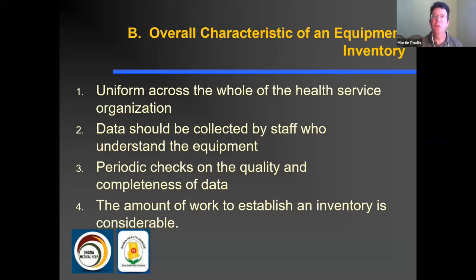So what are some of the overall characteristics of an equipment inventory? Well, the first thing, it would be desirable to have it uniform across the whole organization. So if you have the same template, the same fields, and the same nomenclature system, this allows you to draw reports on the status of your inventory throughout the whole organization, which is quite useful. You're also able to make comparisons between your different facilities in terms of equipment needs and or service provided.